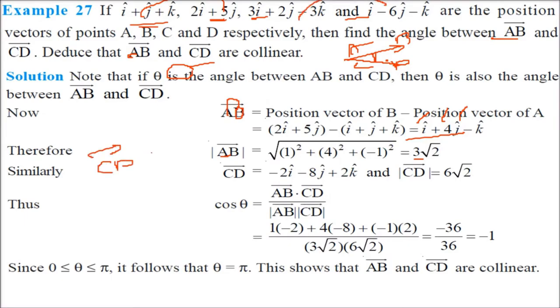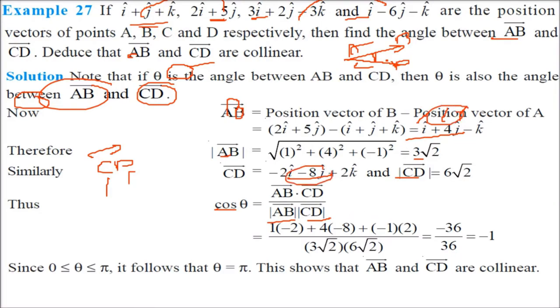Same thing we are going to do with CD. Take the position vector of D, position vector of C, subtract them. Then we take the magnitude, take the coefficients of i, j, k, square and add. Then what is the cos theta? We already discussed this: AB dot CD divided by the product of the AB and CD magnitudes. So just put these values.